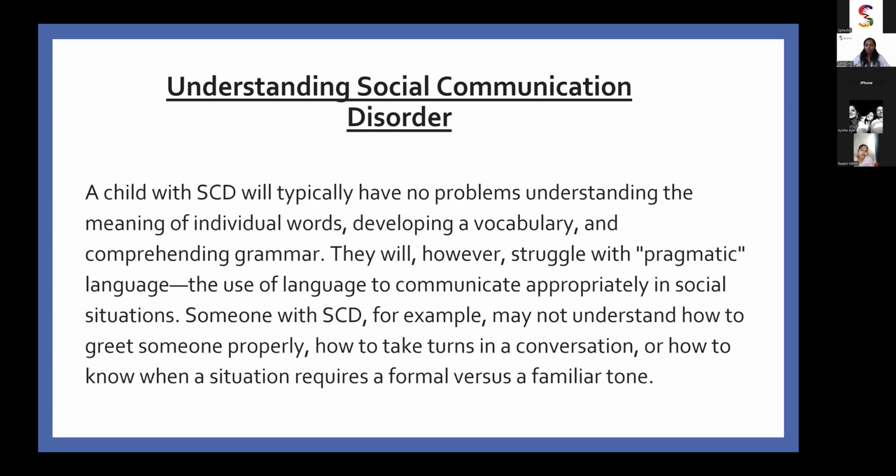For example, people who have social communication disorder may not understand things properly. They may not be able to greet someone properly, or they might not know how to take turns in a conversation, or they do not understand when to use a formal tone and when to use a familiar tone. For example, we do not use the same tone while speaking to friends. We know it is very different. Whenever it is a friend of ours, the tone would be very different, and in the other case, it would be a little bit formal. So children who have this issue will have difficulty understanding all these kinds of things.